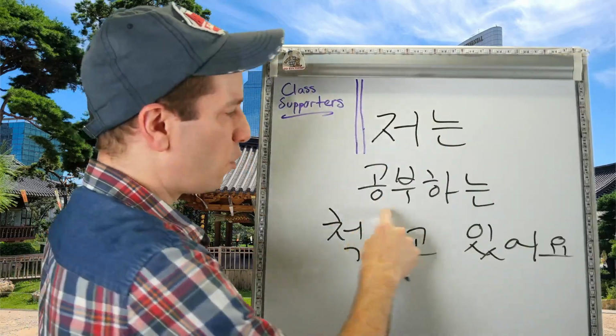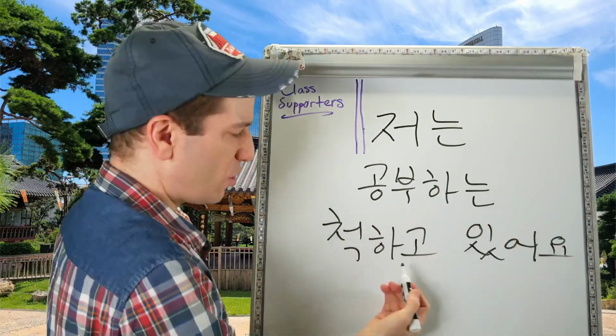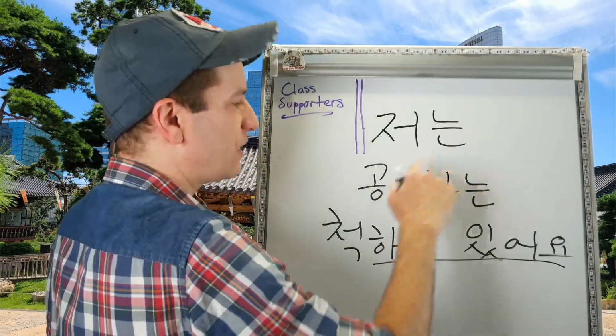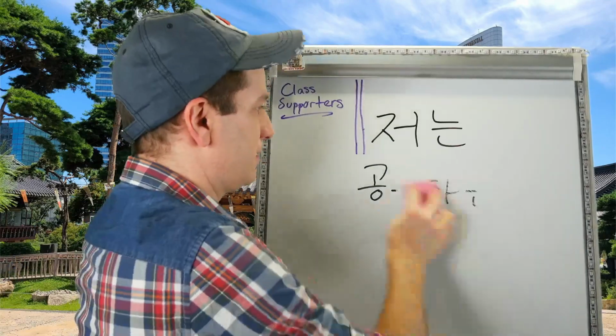저는, I, 공부하는 척. So pretending to study. So 척하고 있어요. I am pretending to study. 저는 공부하는 척하고 있어요. I am pretending to study.